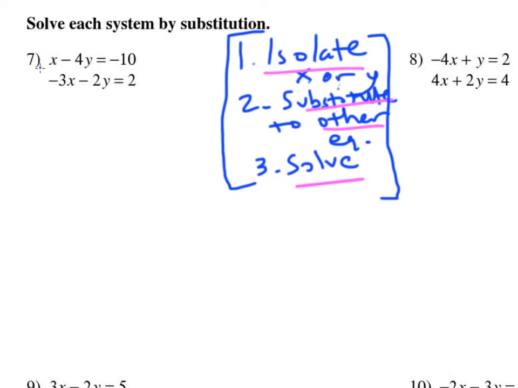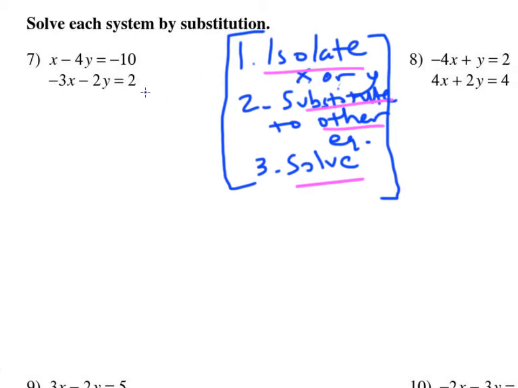Nobody, let's look at this. X is not by himself, he's got this guy. Y is not by himself, he's got this guy. This x is not by himself, he's got negative 2y here. Y is not by himself either. Nobody is isolated. We have to do the work ourselves.